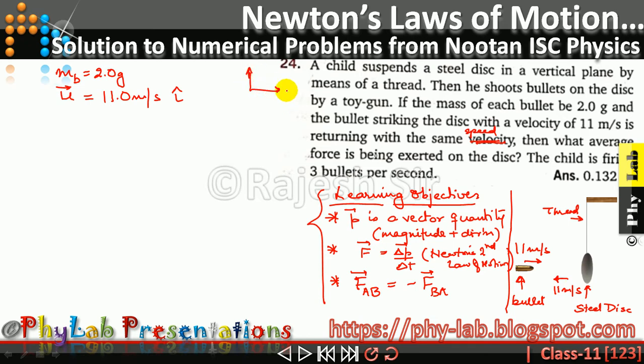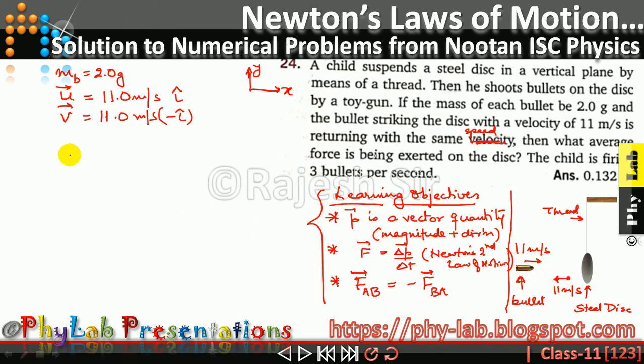This is my reference frame, X and Y. So 11 i cap meter per second, and it returns back with the same speed. So the final velocity happens to be 11.0 meter per second minus i cap. So after striking, the bullet is returning in this direction, negative x-axis.